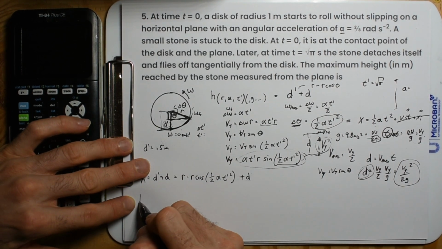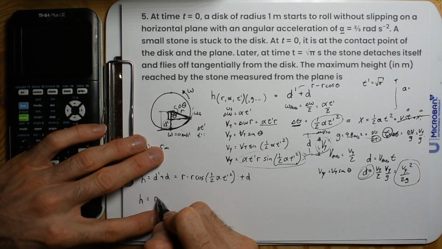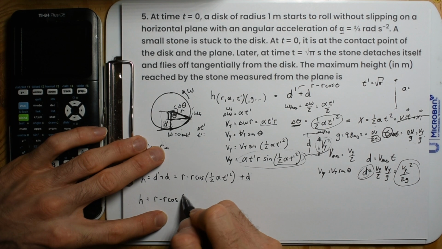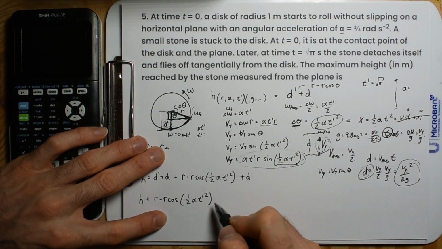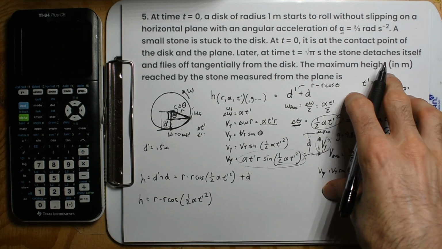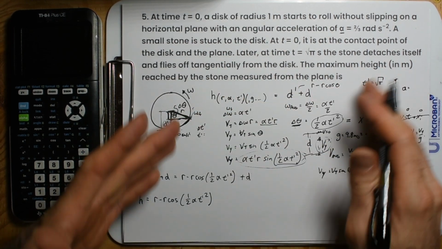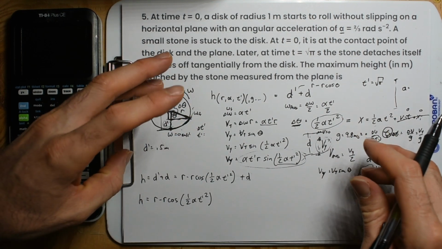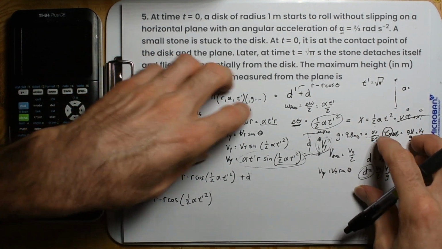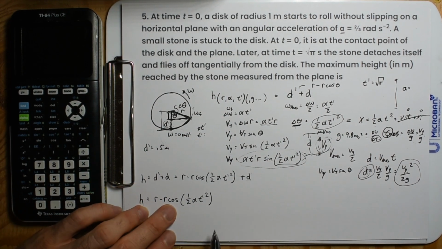So let's write the whole equation. We have h is equal to r minus r cosine 1/2 alpha t prime squared. But you see how we did the guess and check, got an answer, and used the equations once, with very nice numbers that we could keep our head wrapped around. And now we're going to go back and put the letters to it. Right now, this makes sense to me.